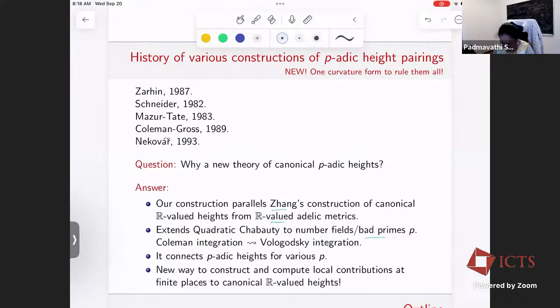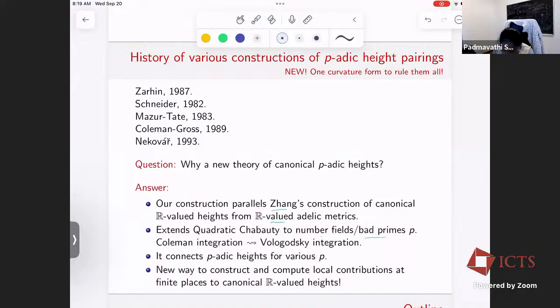Very naturally works also over number fields. But to me, the most interesting feature of this new construction is it reveals this interesting connection between p-adic heights for different primes p. In some sense, quite a few of the inputs for p-adic heights for different primes are the same. So I'll make this more precise later on in the talk.